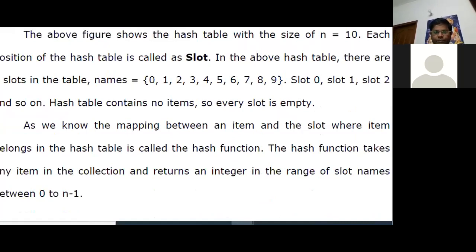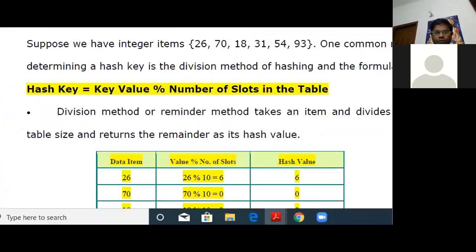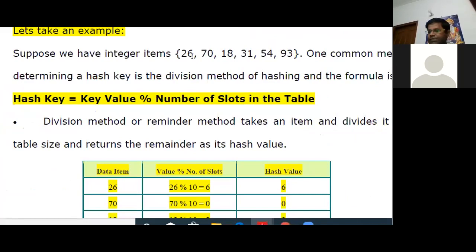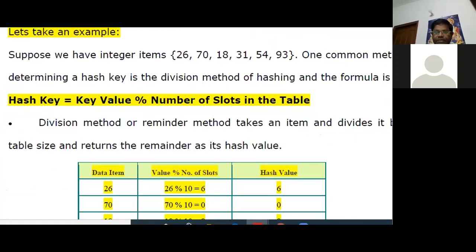Suppose we have integer items 26, 70, 18, 31, 54, and 93. One common method of determining a hash key is the division method of hashing, and the formula is that the hash key is determined using the key value modulo the number of slots in the table. The modulo operator will return the remainder.